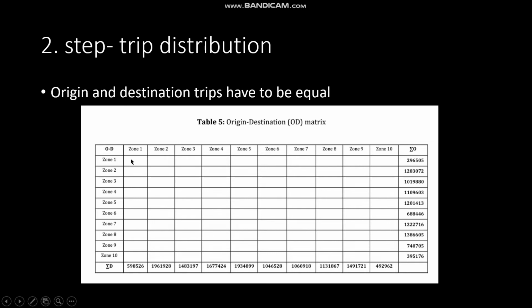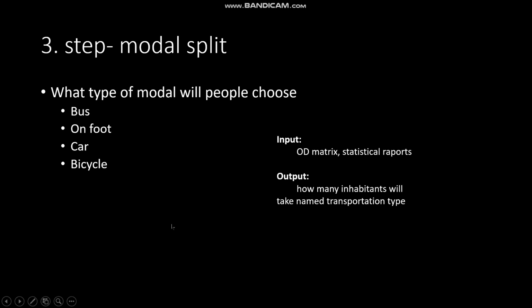So mode split, we want to know what type of mode people will choose. Are they choosing bus, going on foot, taking the car or bicycle? The input for this step is the OD matrix and statistical reports. We see the statistical report afterward, and the output is how many inhabitants will take each transportation type. Since our project is non-motorized traffic, it has to be either on foot or bicycle.